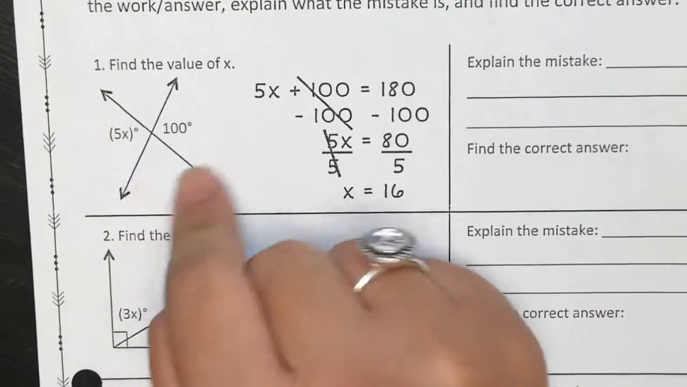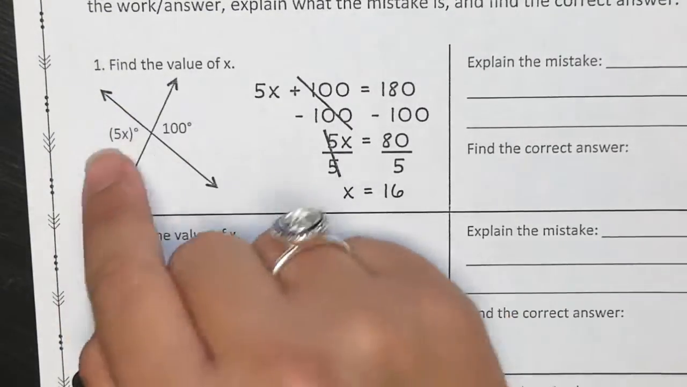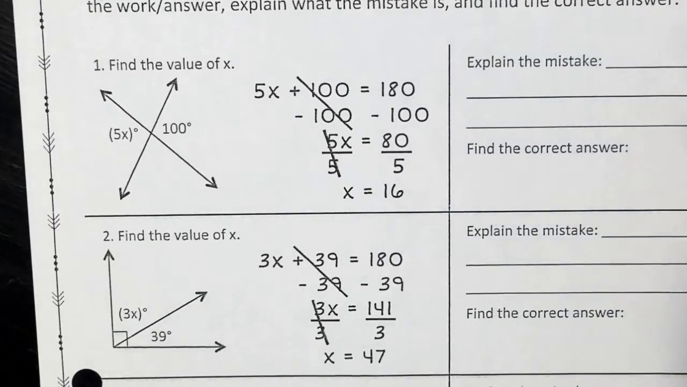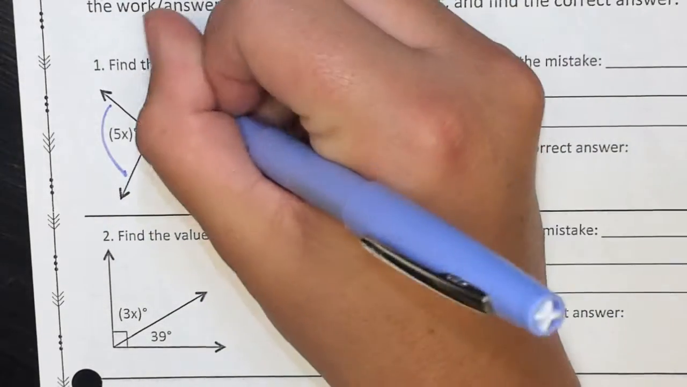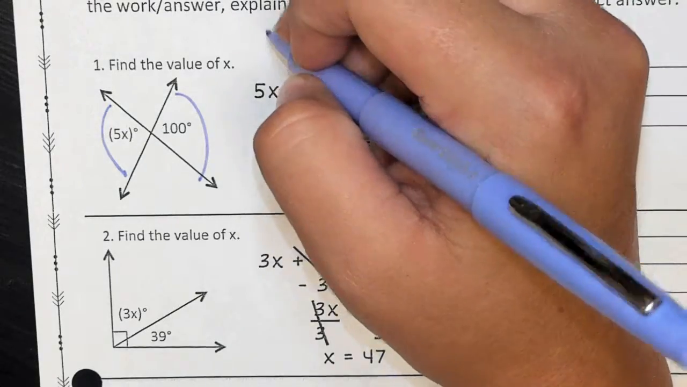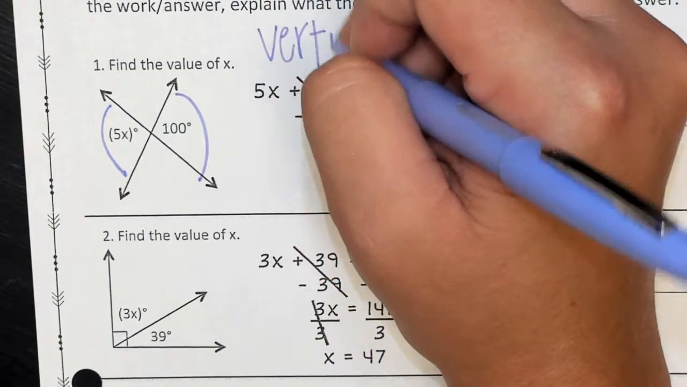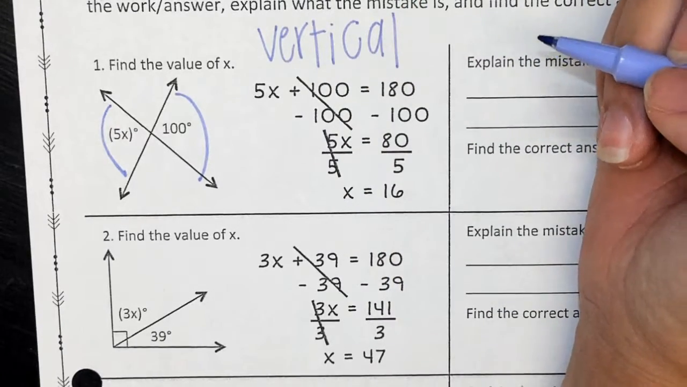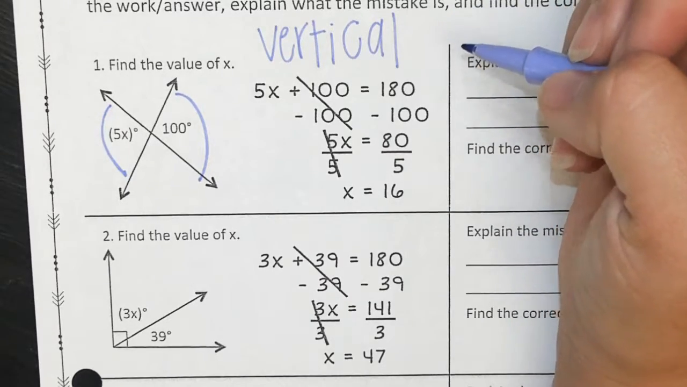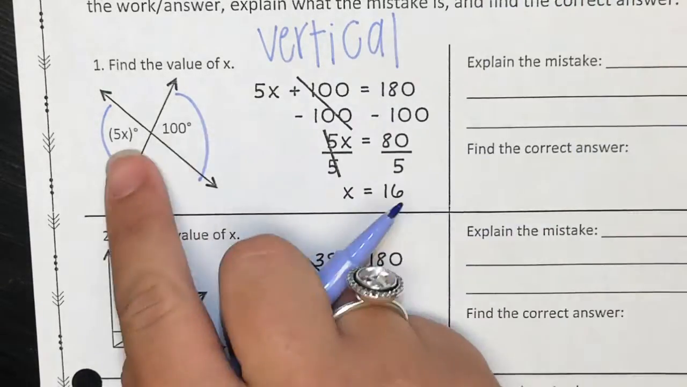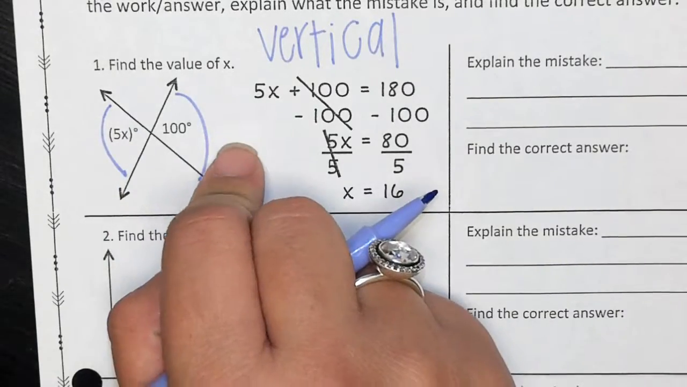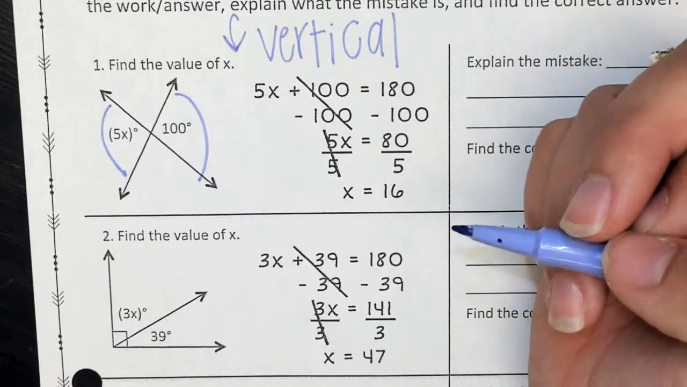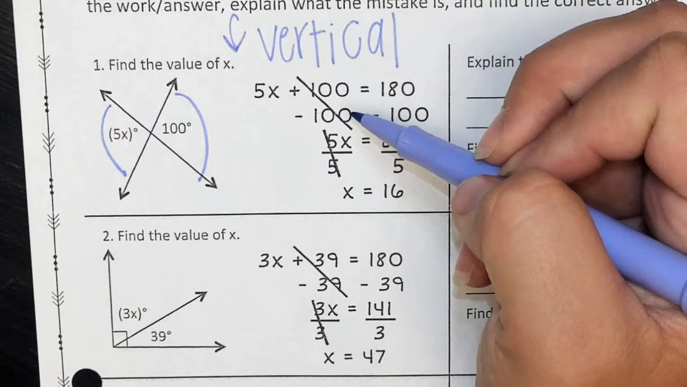If you're looking at these angles right here, what kind of relationship do they have? I'm talking about this one and this one. They're vertical, right? So let's write at the top, vertical. What do we know about vertical angles? They are always congruent. So if these two angles are the same, to solve for x, because that's my goal, I just set them equal.